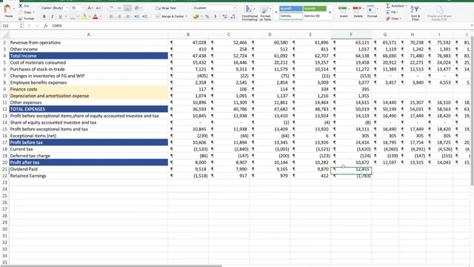Why? Because our company increased their dividend. So although the company was positive at the PAT level, they were making profit at the profit after tax level, but their retained earnings went negative. Why did the retained earnings go negative? Because they paid off a lot of dividends.